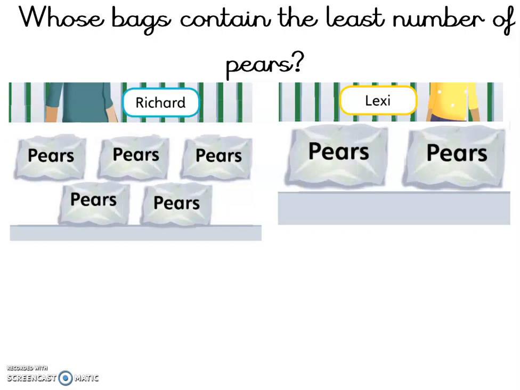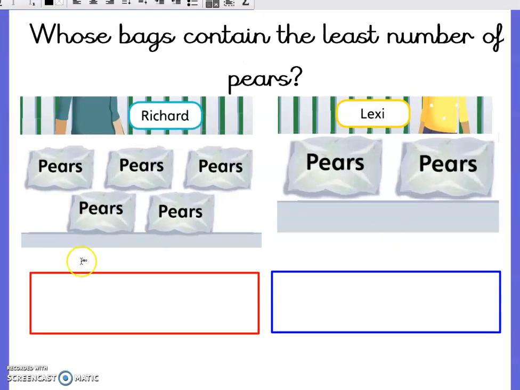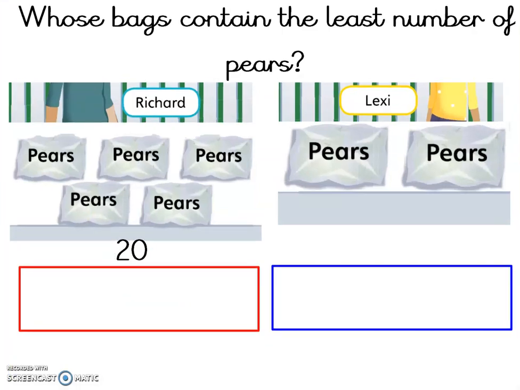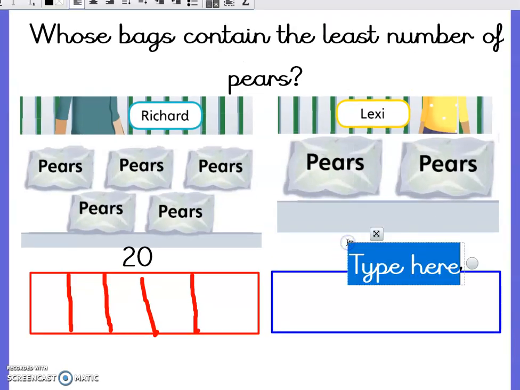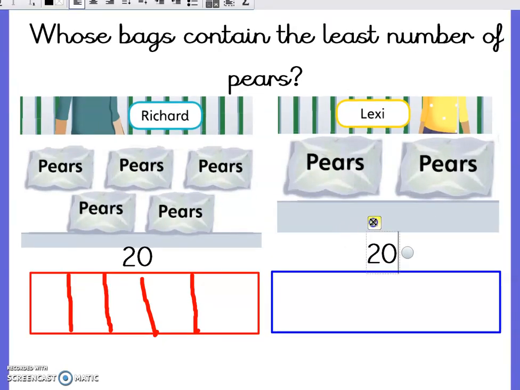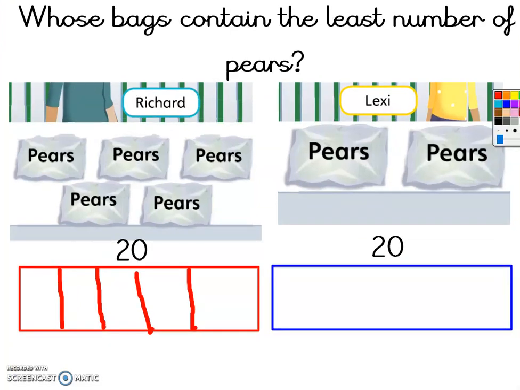And this is where my bar model is going to come in as a useful friend. The first thing we decided was Richard had 20 pears altogether, and he has 5 bags. So I'm going to nicely chop 1, 2, 3, 4 and 5. Then we can have a look at Lexi, who again has 20 pears, and in her case, she has 2 bags.